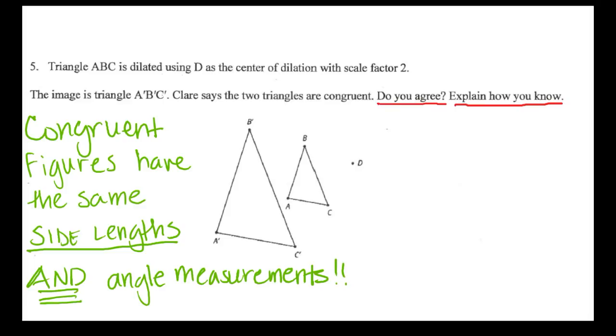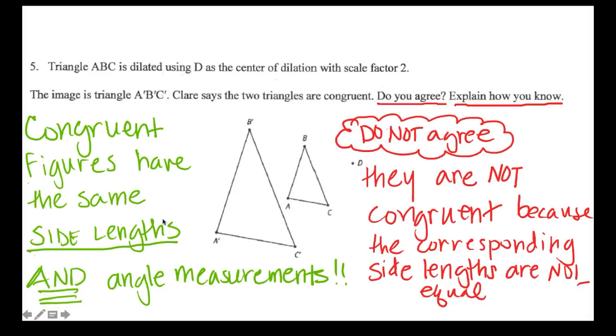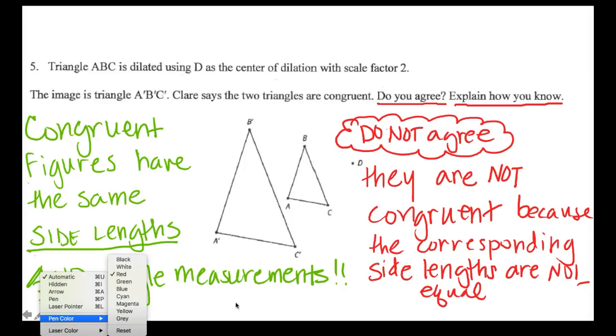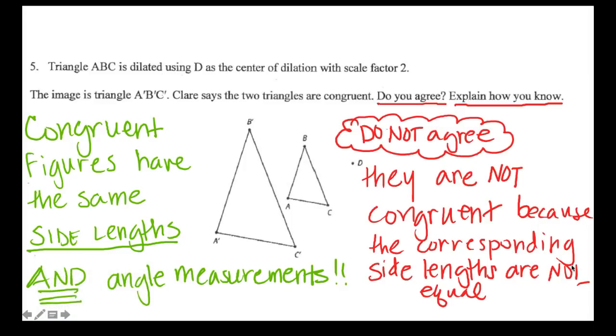If there's a scale factor of 2, that means something got doubled in size. So that means our side lengths are not going to be the same. So I do not agree. They are not congruent because the corresponding side lengths are not equal. Oops. Okay, so side lengths are not equal. There we go.